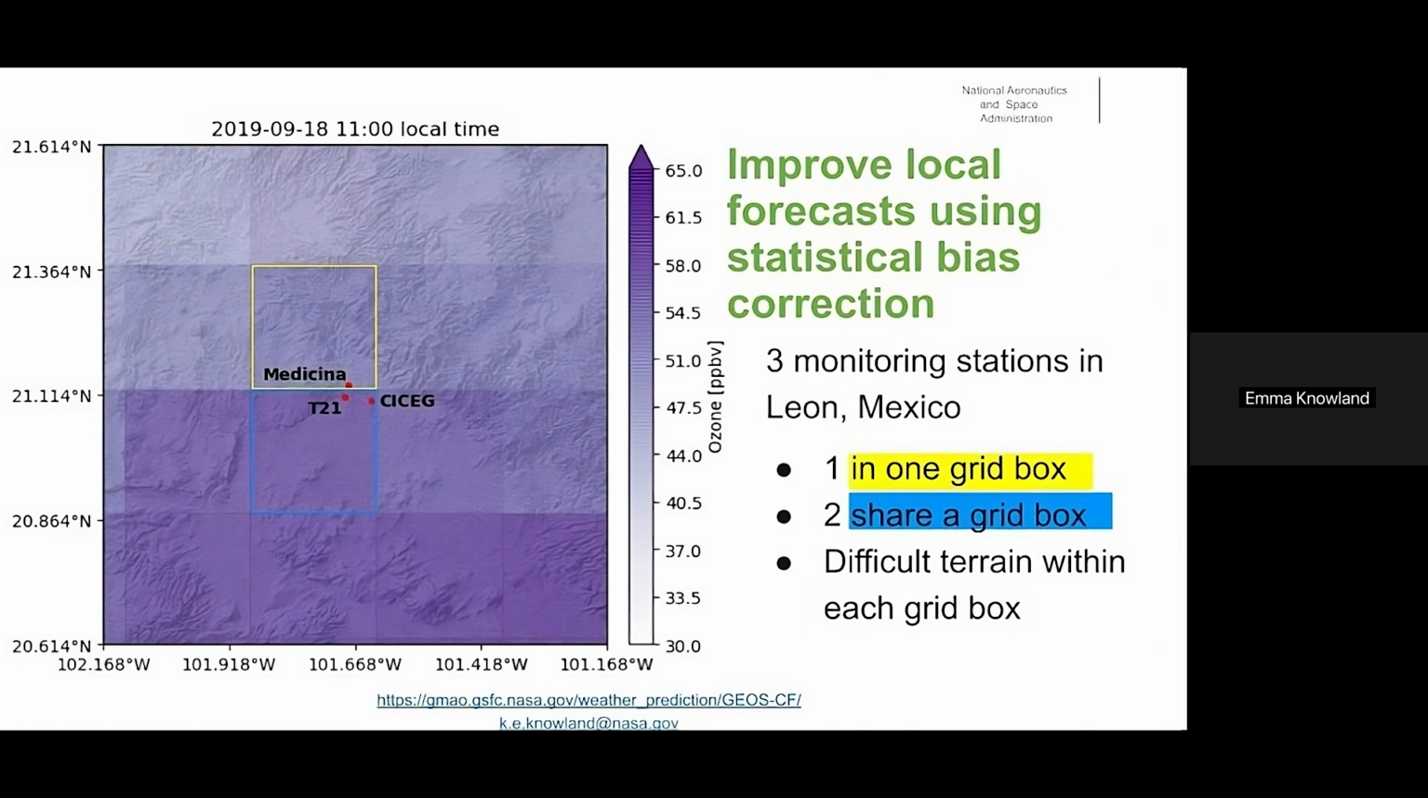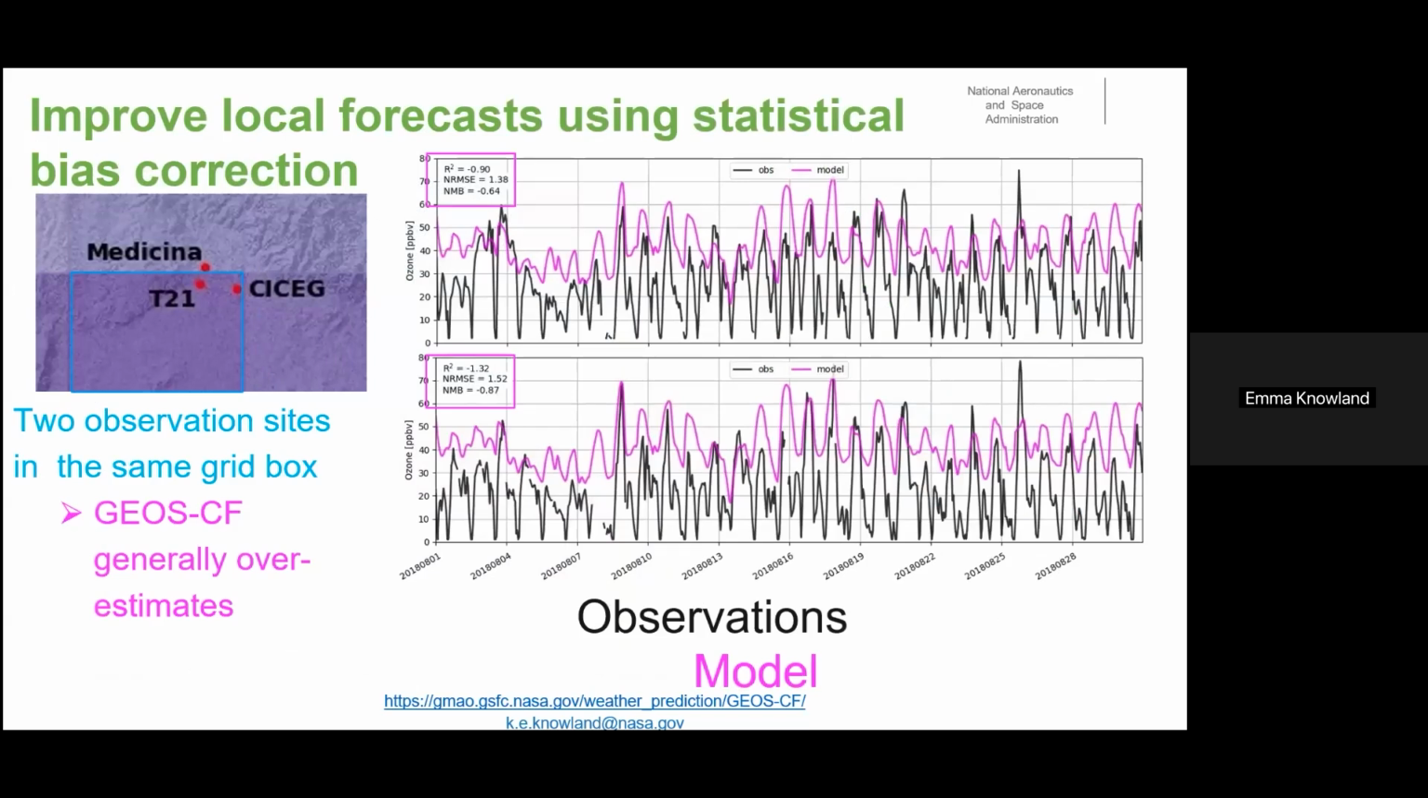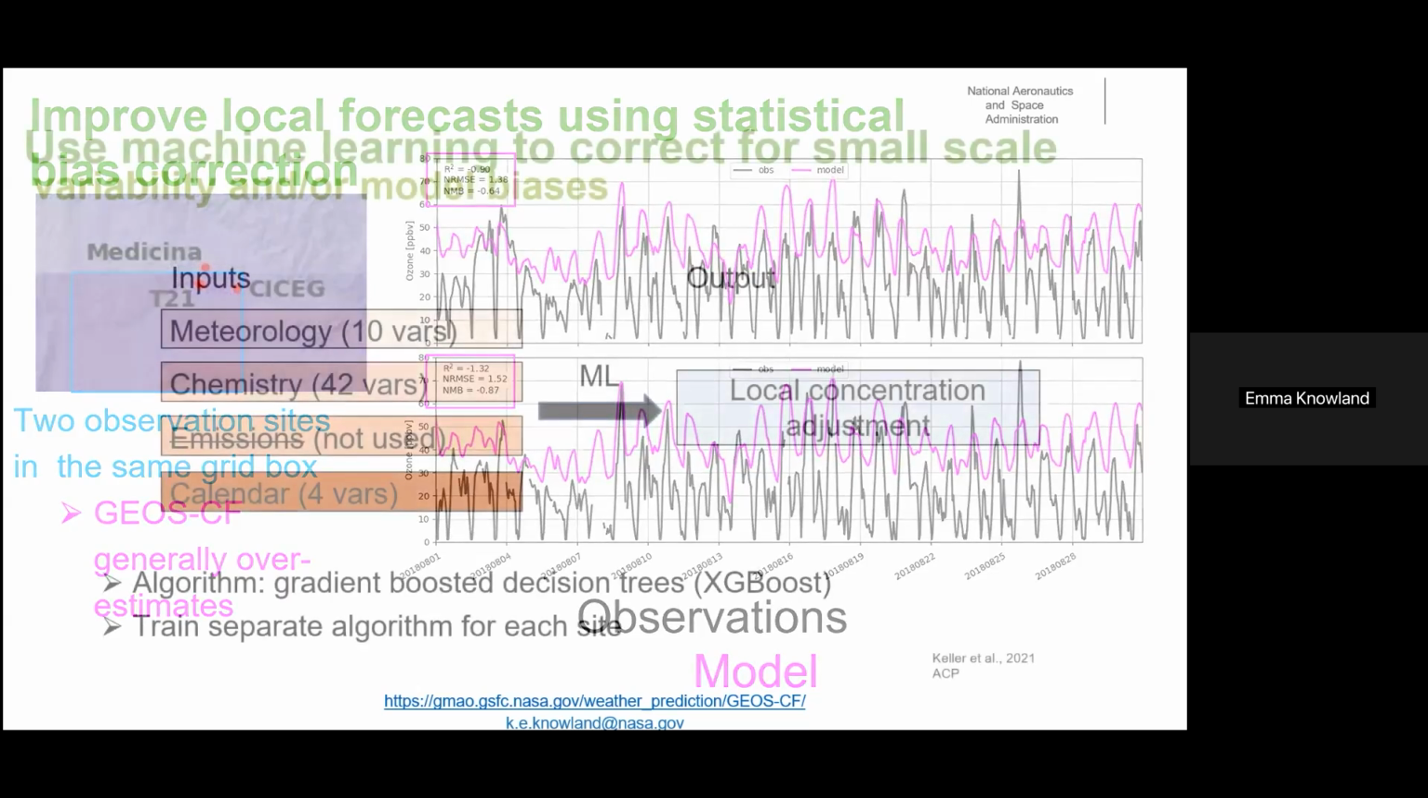And also one of the issues is that we have rather large grid boxes. So the yellow box and the blue box show the GeoCF grid boxes, and the red dots are indications of monitoring stations in León, Mexico, which is northwest of Mexico City. We're going to focus on the blue box where these 2 monitoring stations are capturing the GeoCF. Christoph Keller, who is one of the lead scientists with the GeoCF model, who has recently moved to a new position back home in Switzerland, developed a technique using machine learning to bias correct the GeoCF forecasts to these individual locations. On the right-hand side, the black line are the observations, and those are different between the two stations, whereas the purple line, the model, is the same for both. And so we don't expect the model to necessarily match these point sources.